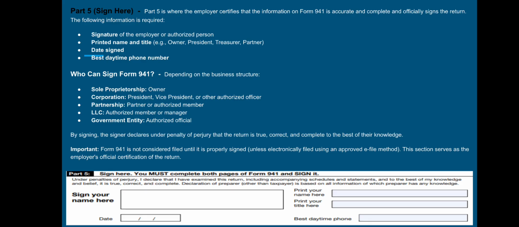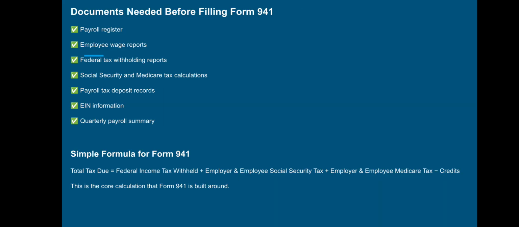By signing, the signer declares under penalty of perjury that the return is true, correct, and complete to the best of their knowledge. Important: Form 941 is not considered filed until it is properly signed, unless electronically filed using an approved e-file method. This action serves as the employer's official certification of the return.